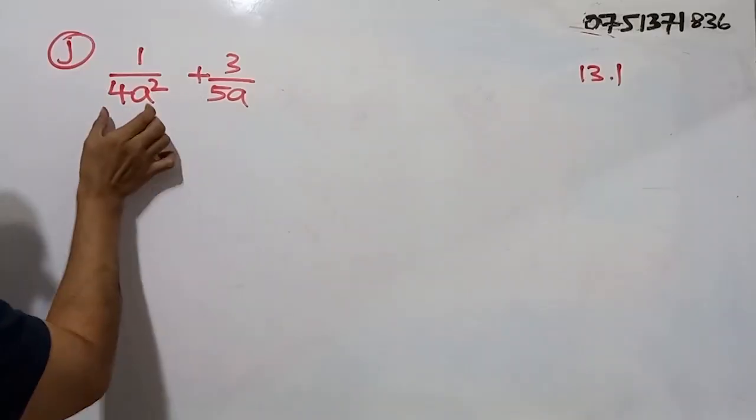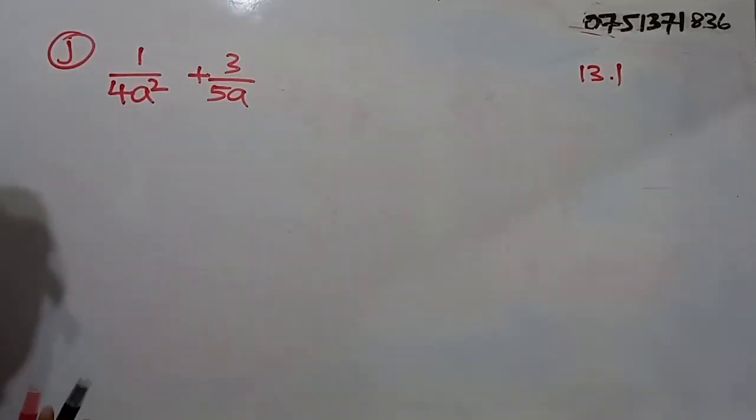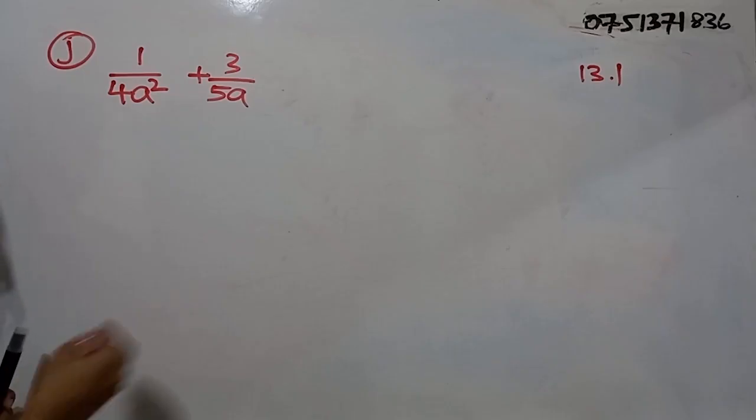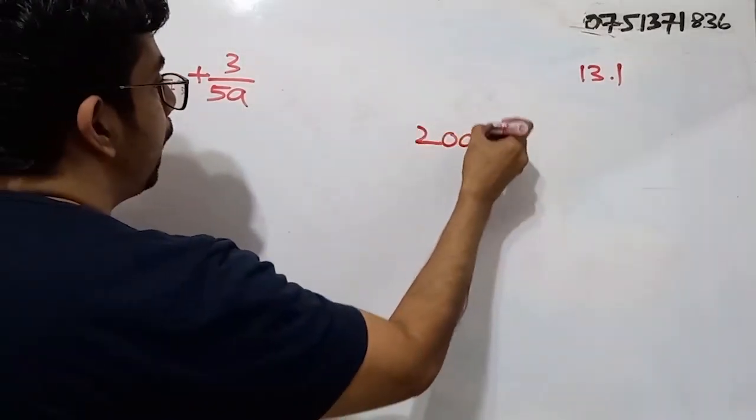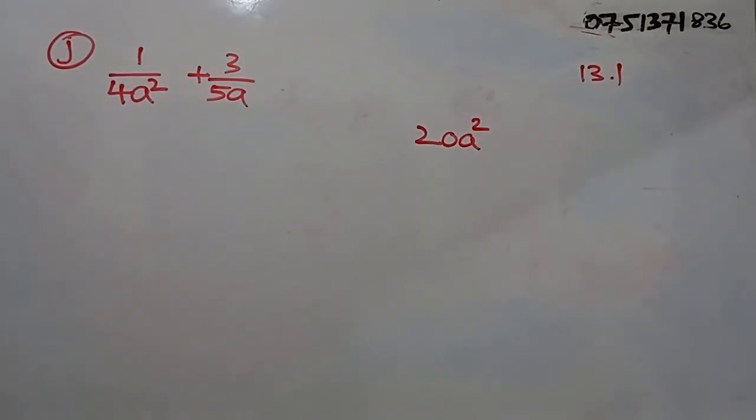Two denominators, 4a squared and 5a. So what should be the least common multiple? It should be 20a squared.